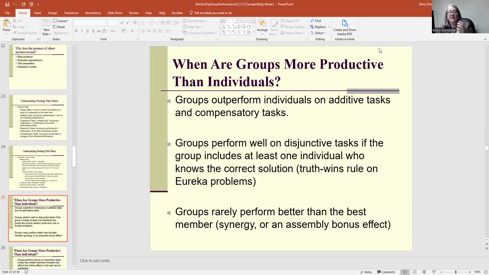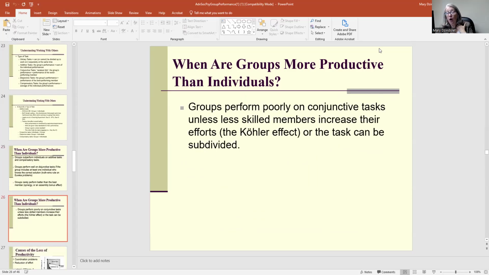Here's just another slide that says the same thing. Groups outperform individuals on additive and compensatory tasks, or at least they should on additive tasks. Groups perform well on disjunctive tasks if the group includes at least one individual who knows the correct solution. And groups rarely perform better than the best member. And we know that groups perform poorly on conjunctive tasks.